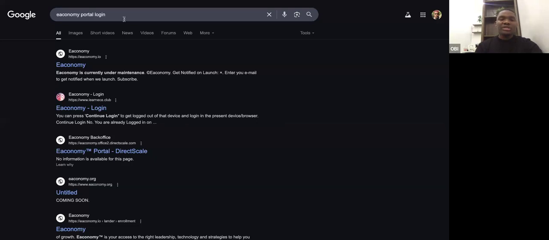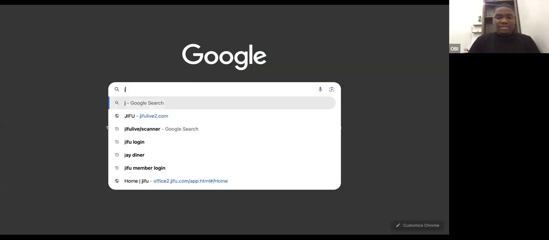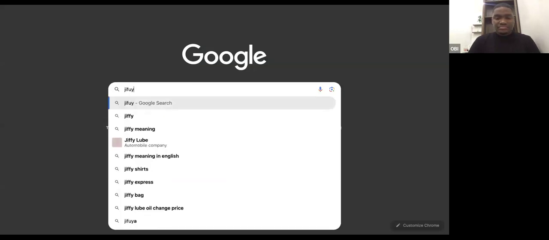So make sure that when you eventually join the G4 Academy, you go over these scanners and you are looking at them, right? Make sure when you eventually join Jifu, you are looking at this scanner.